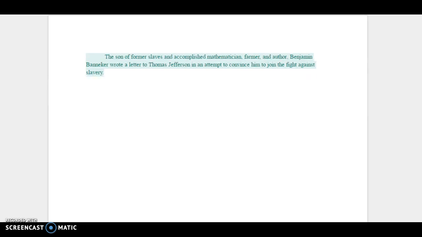So I started off here at the beginning by describing the author of the article. We already did an analysis on it, so I'm just giving some of the information that was provided by the article itself, and I'm giving seriously less than a sentence right here. Wrote a letter to Thomas Jefferson in an attempt to convince him to join the fight against slavery. Less than a sentence of information about what the text actually says. That's how I start my intro. That is the way that I advocate starting an analysis essay.